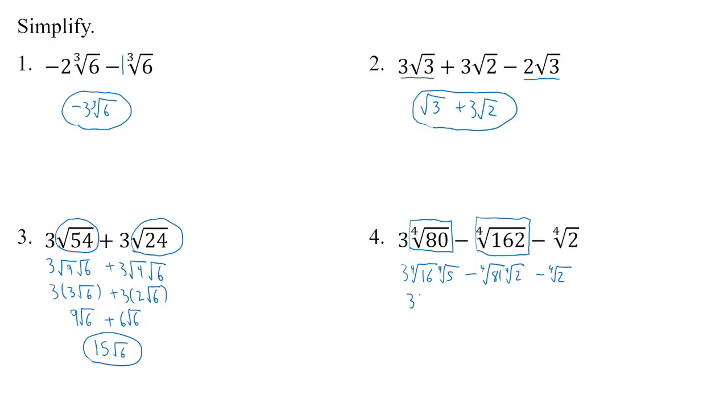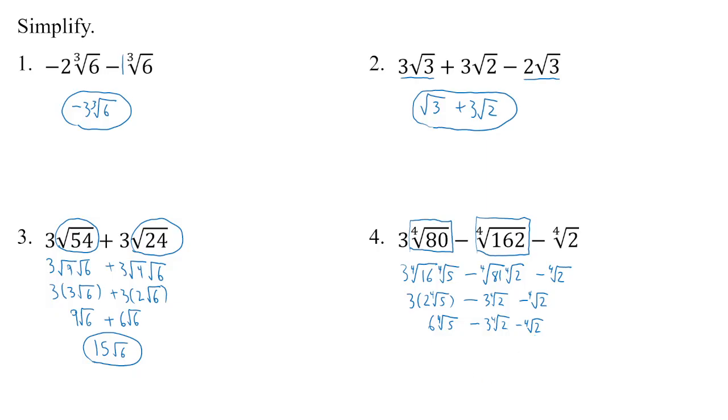The 4th root of 16 is 2. The 4th root of 81 is 3. And bring down the 4th root of 2. Let's see, 3 times 2 is 6. So this will be 6 times the 4th root of 5 minus 3 times the 4th root of 2 minus the 4th root of 2.